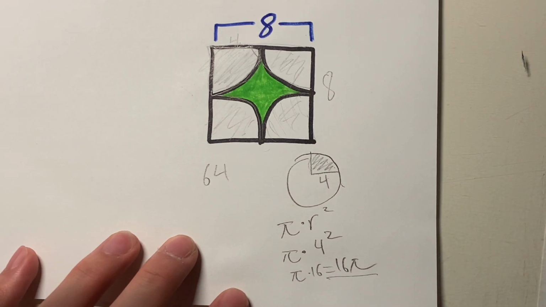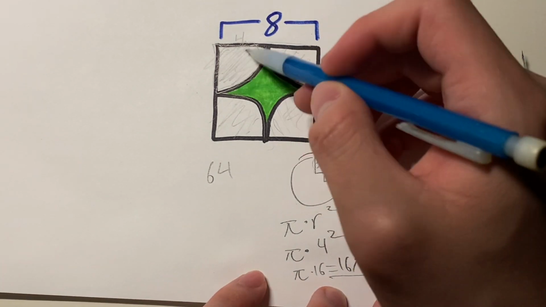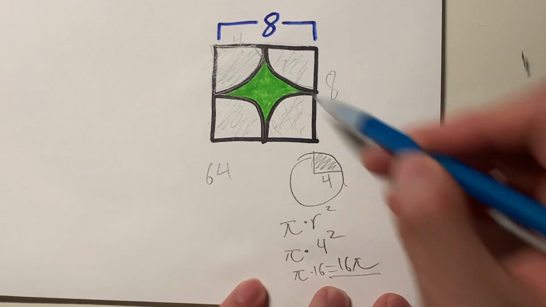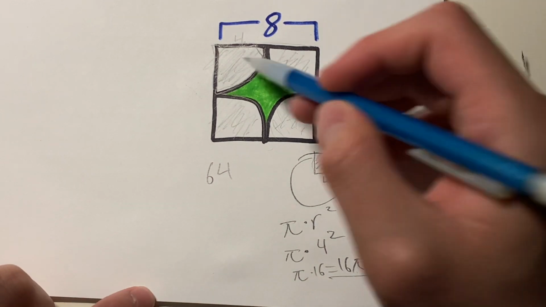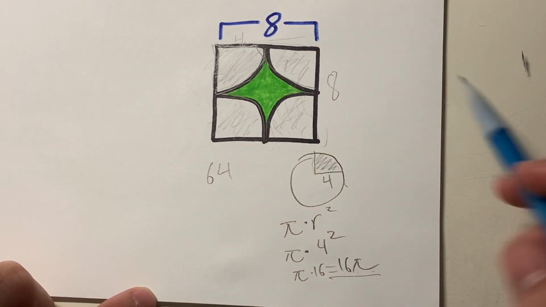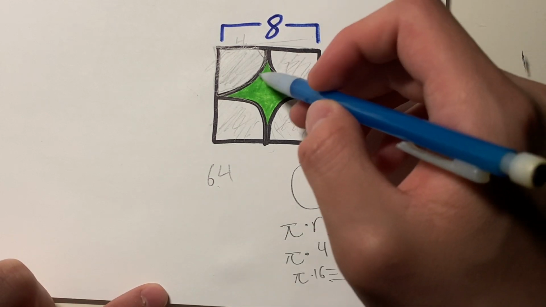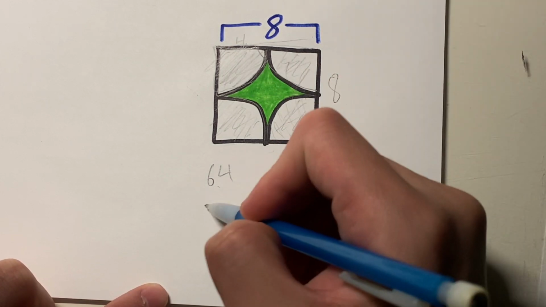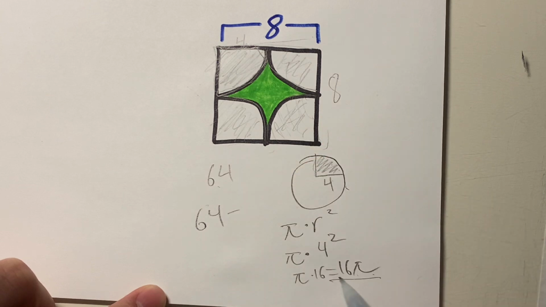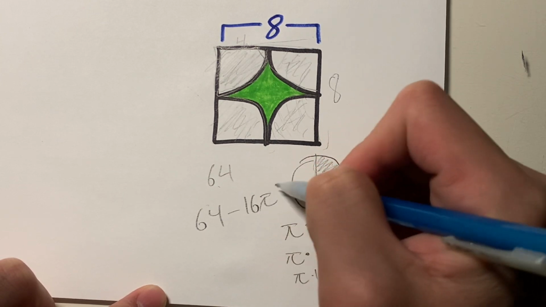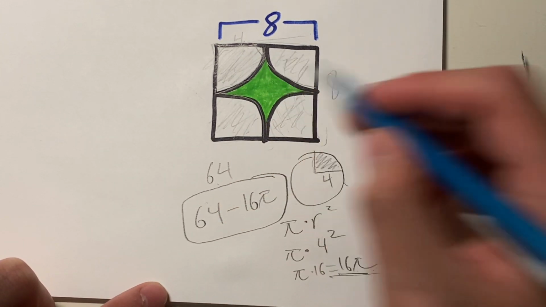Now, what do I do with this number 16 pi? So I know that all 4 of these shaded shapes is going to give me 16 pi in total. So I just subtract that from my total area of the square, which is going to be 64, and that should give me the area of the green, right? So it means your answer should be 64 minus this value, 16 pi. And that right there is the area of your shaded region.